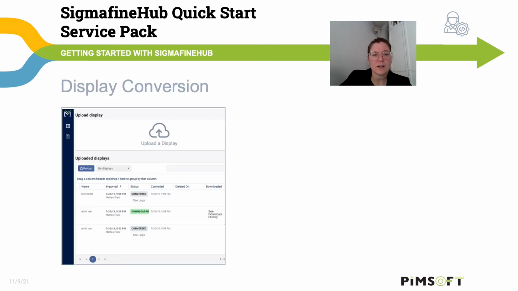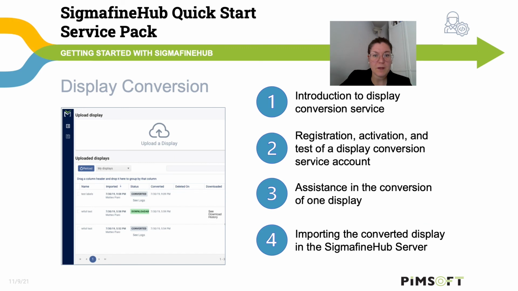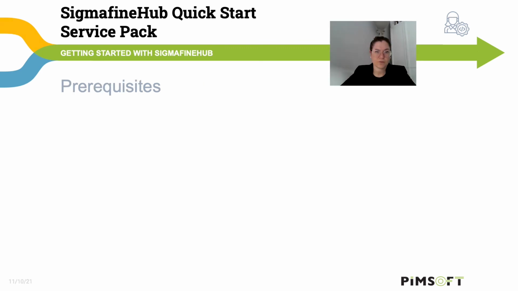With the Quick Start Service package, Pimsoft will introduce you to the new display conversion service. An account for the display conversion must be registered and activated. Pimsoft will assist you during the conversion of one single display to show you the process. Finally, the converted display will be loaded into the Sigmafine Hub and will be ready to be used. Now we see the prerequisites to get the Quick Start service.